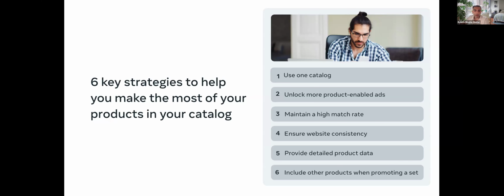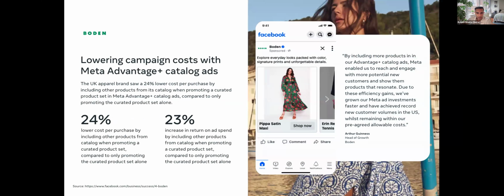Lastly, include other products when promoting a set. When promoting a product set, include complementary or related products to increase average order value and enhance the overall shopping experiences. By implementing these best practices, you can maintain a high quality catalog that drives better ad performances and ultimately more sales. Remember, a well-structured catalog is the foundation of effective advertising. So let's take a look at a case study.